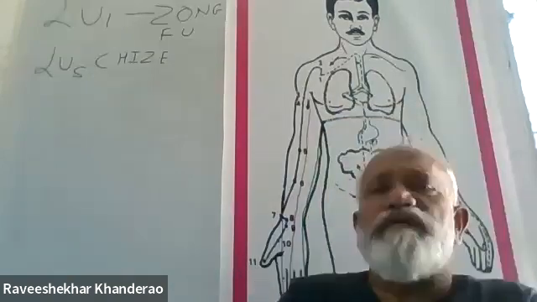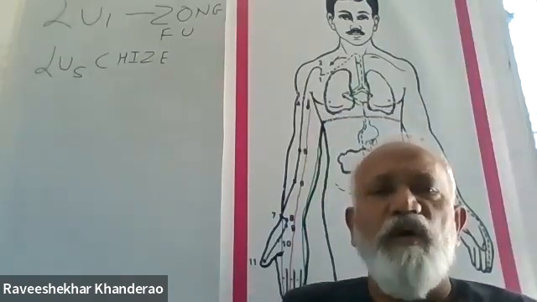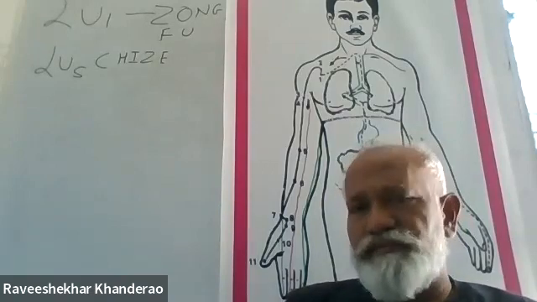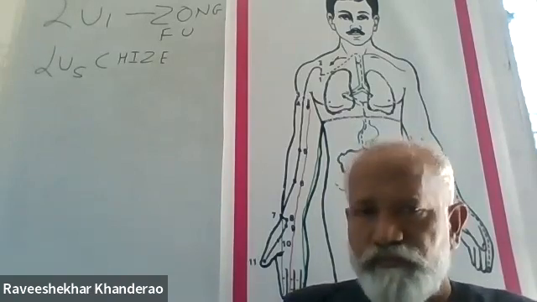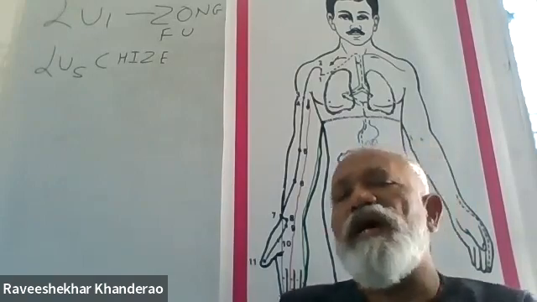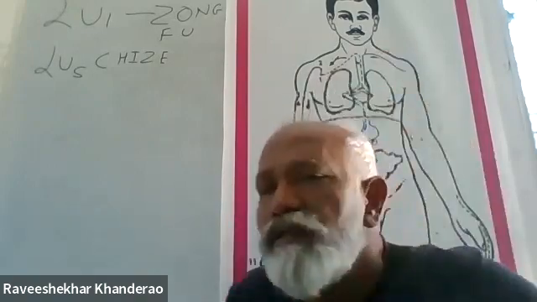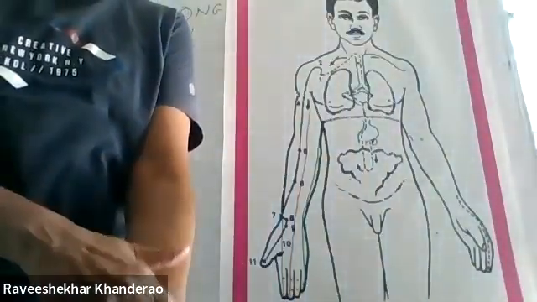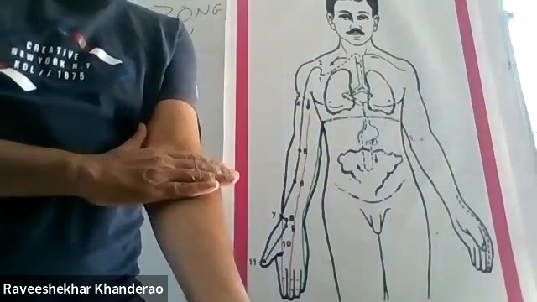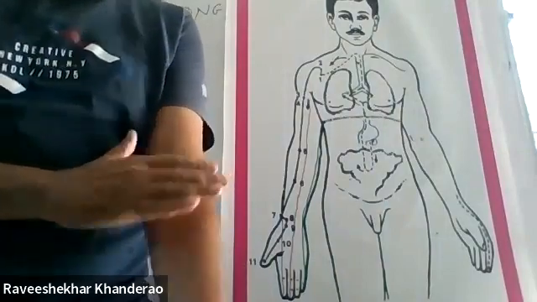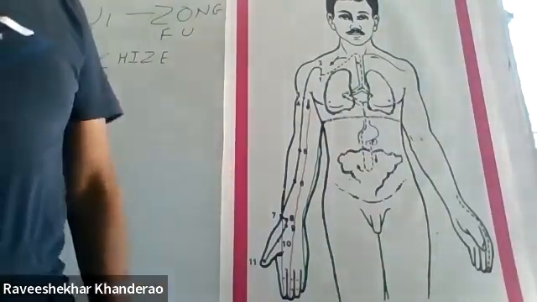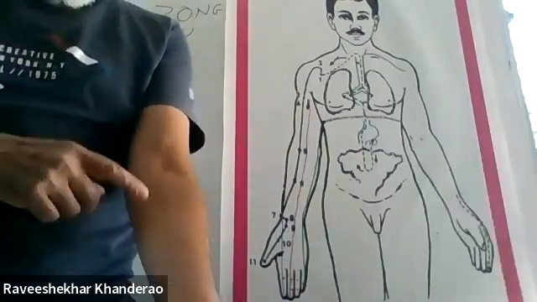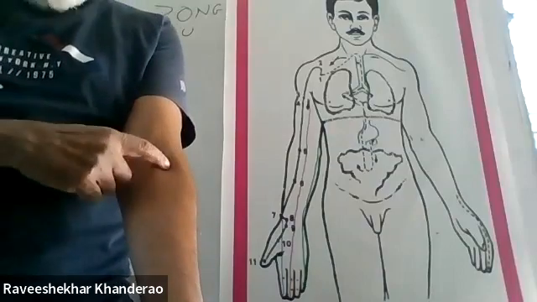Now the next is Kongzui, lung 6, on the radial side. It is Pai Chun, Kongzui. It is on the radial side.